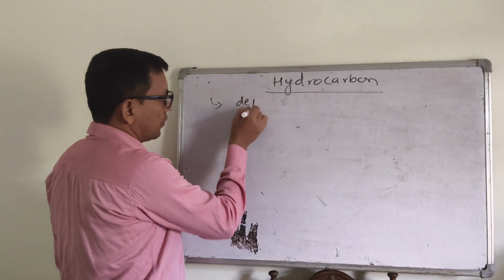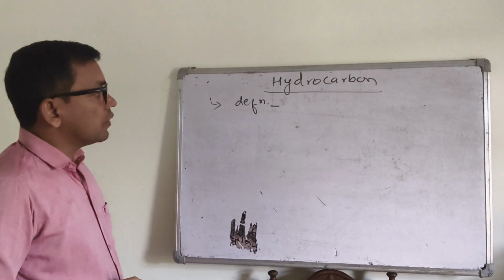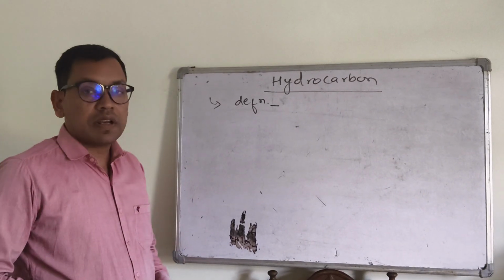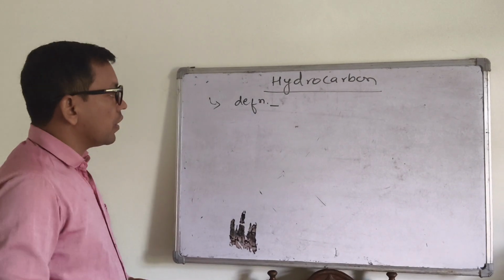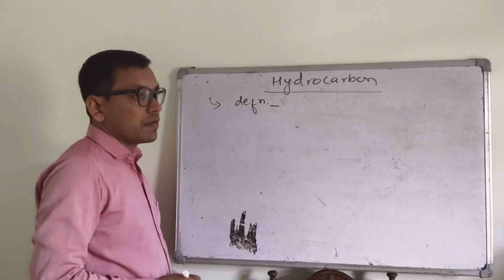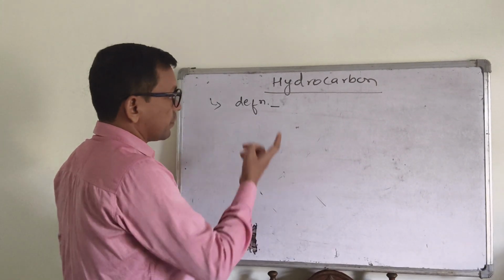Definition of hydrocarbon. The compound made from carbon and hydrogen is called hydrocarbon. Any organic compound which is formed from carbon and hydrogen is called hydrocarbon.